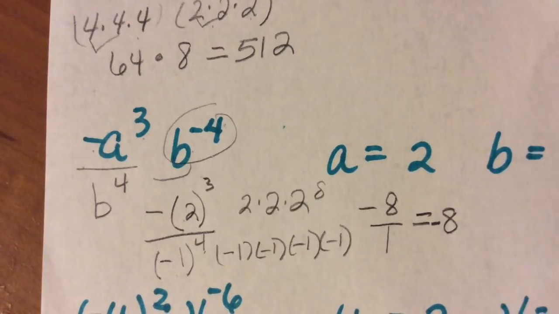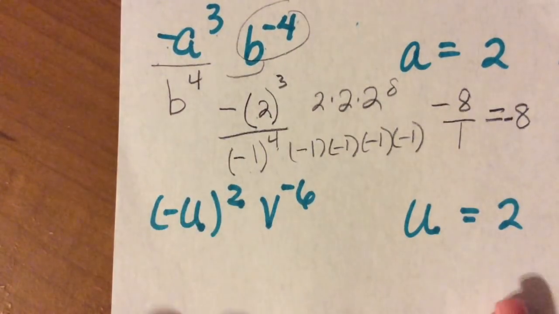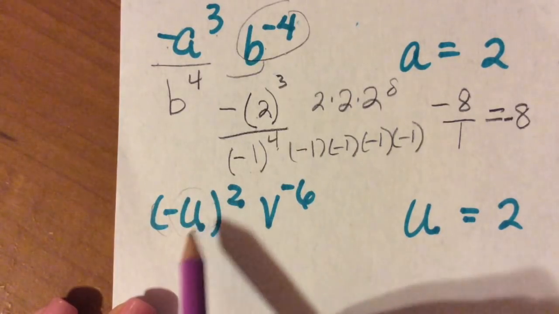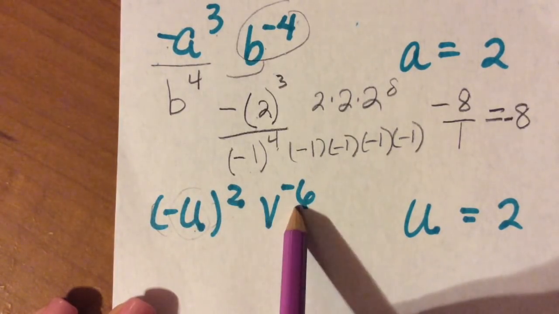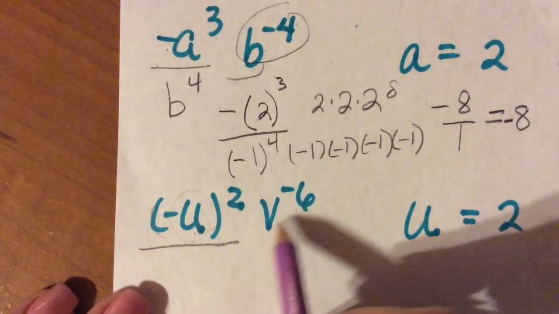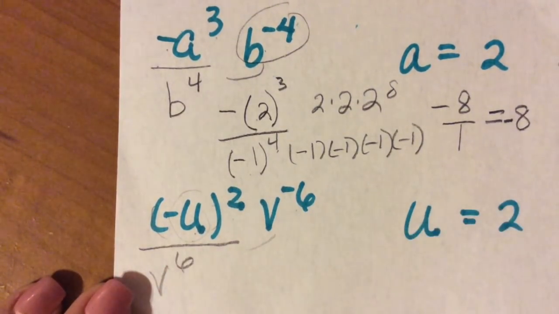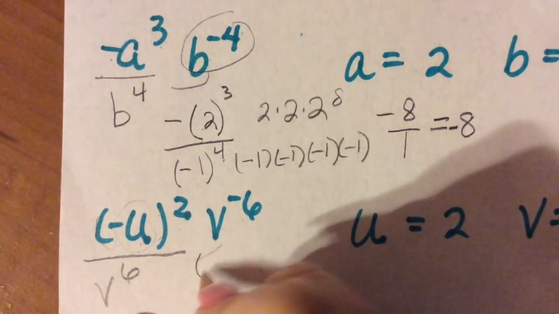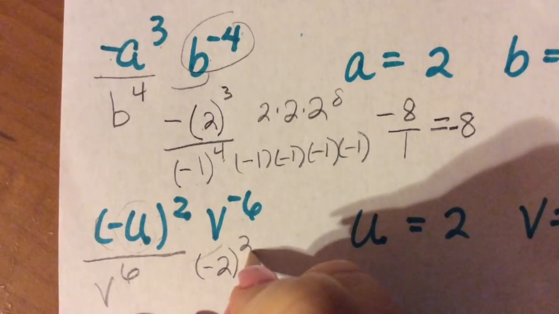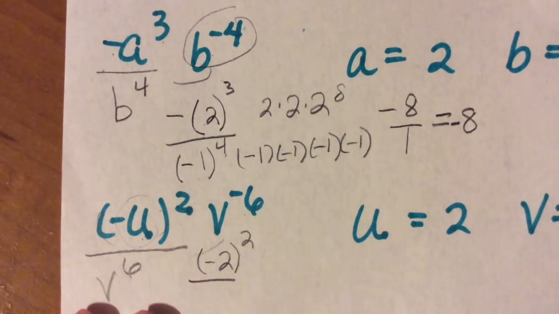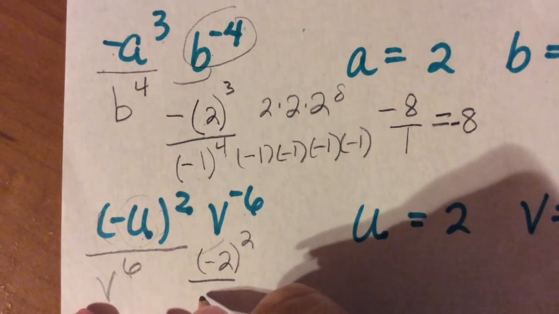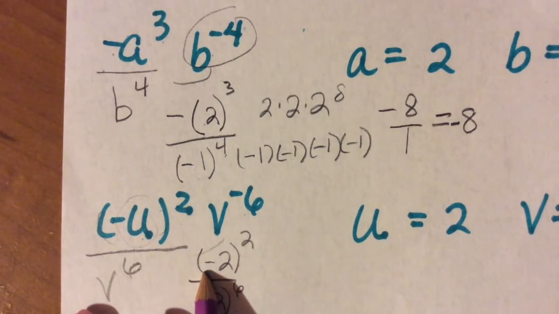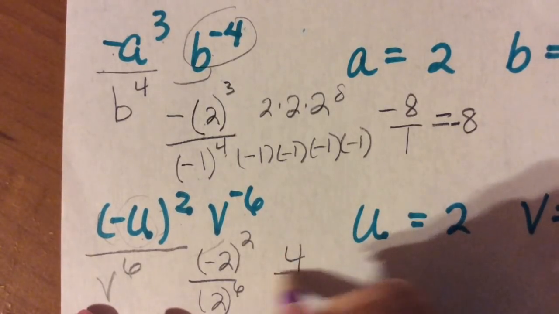Okay, let's take a look at another one. So this time I have negative u inside parentheses. So no matter what that number is, it's going to be negative, squared, and v to a negative 6. So once again, move it to the bottom, and it becomes positive. Okay, our u's are going to be 2, and they're going to end up being negative. So negative 2 squared over, and in this case our v's are 2 to the 6th power. So negative 2 times a negative 2 makes it a positive 4.